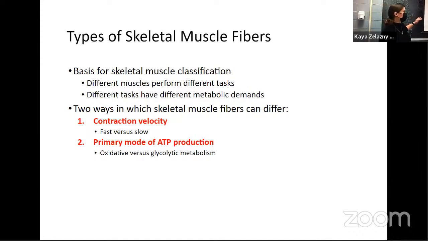So when we're thinking about separating these skeletal muscle fiber types, we're going to be thinking about, do they contract quickly or slowly? So we're going to have fast and slow fibers. And then we're going to have how they are producing ATP. So we're going to have oxidative fibers and glycolytic fibers. And when we describe a muscle fiber overall, we'll specify both of these two things, whether they're fast or slow, and whether they're oxidative or glycolytic.